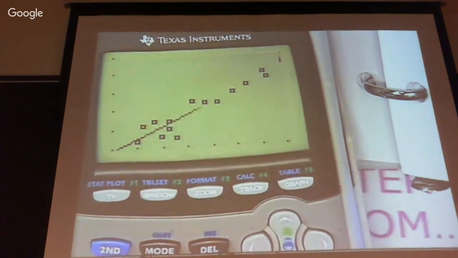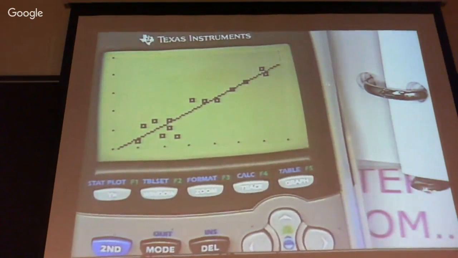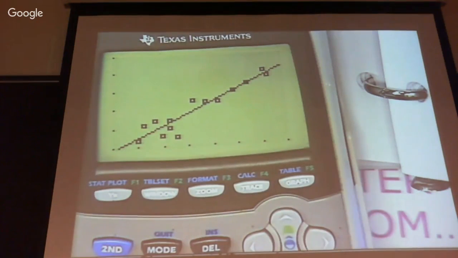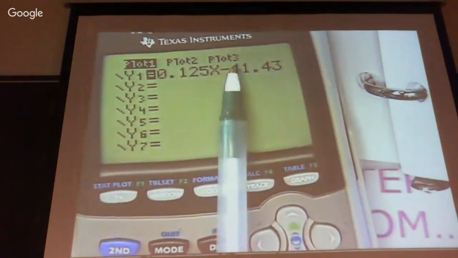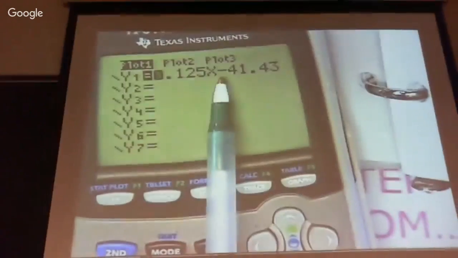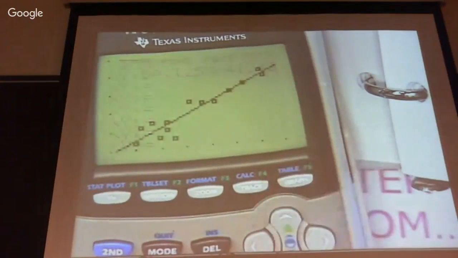The dots and the line goes down the middle. Did anybody not get the dots and the line that goes down the middle? If you didn't get the line, go back and check. Did you put 0.125x subtraction, not negative, but subtraction, 41.43?